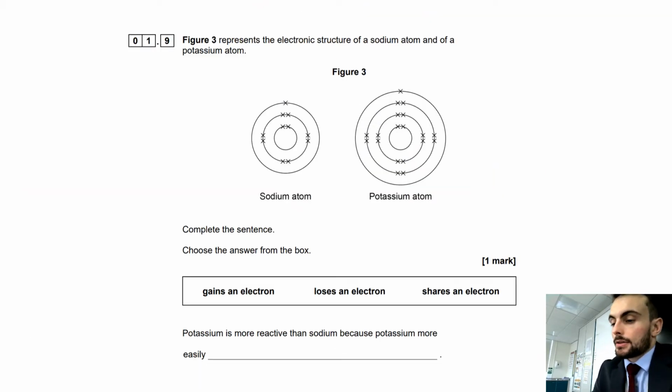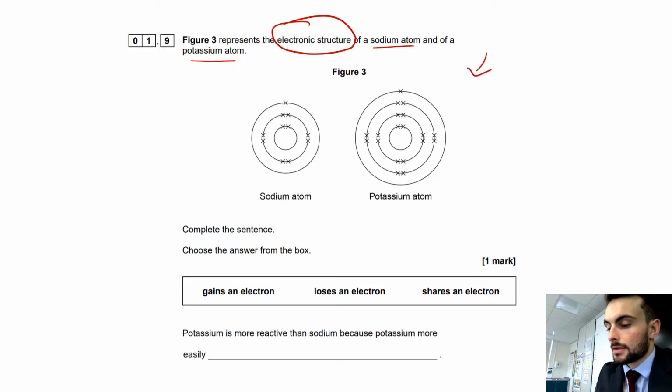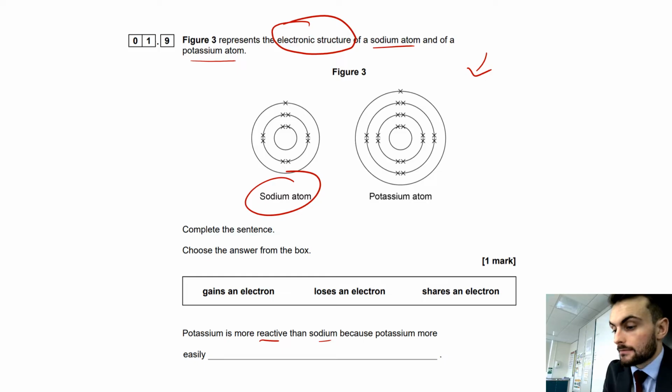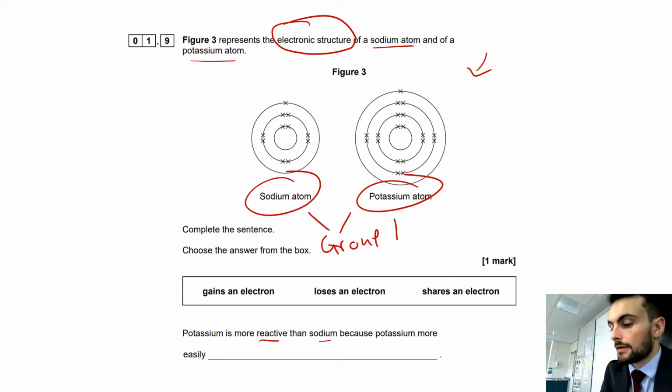Figure 3 represents the electronic structure of a sodium atom and of a potassium atom. So we're still looking at the periodic table. Electronic structure, we're talking about the rings and the X's, but it already kind of gives you that clue with the diagrams. So then it says, complete this sentence, choose the answer from the box. Potassium is more reactive than sodium because potassium more easily... When we're thinking about this, out of these three, don't just pick one randomly. So we need to think about what group are these in? You can just look at the periodic table, they're in group 1.